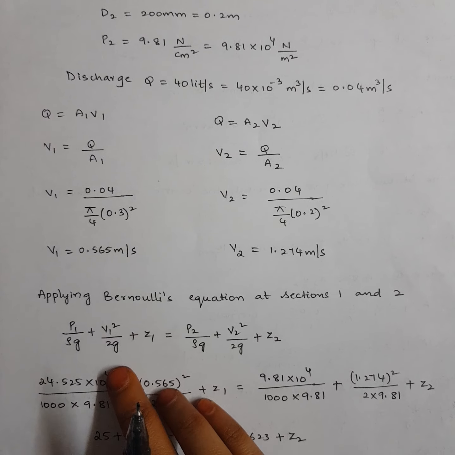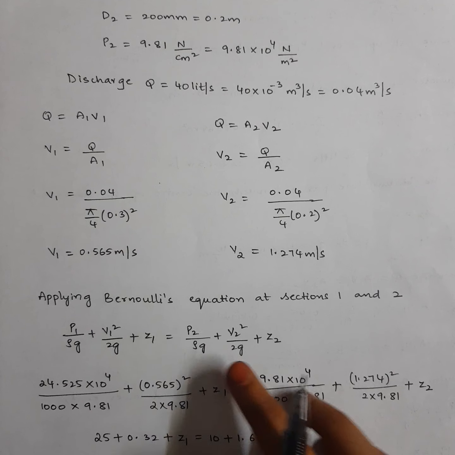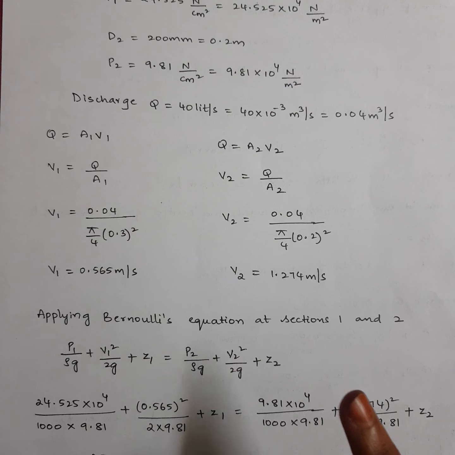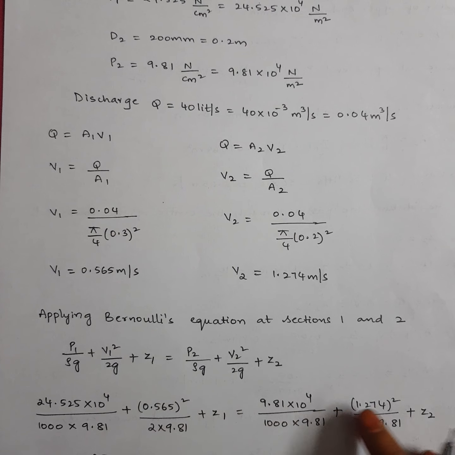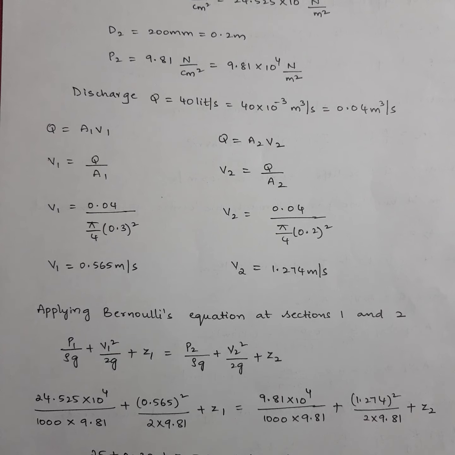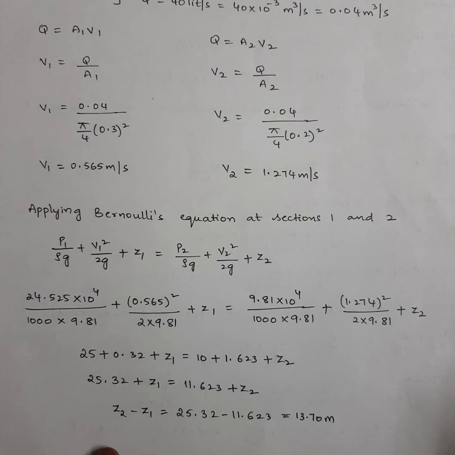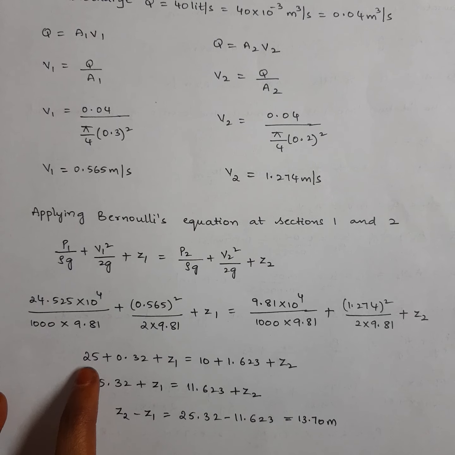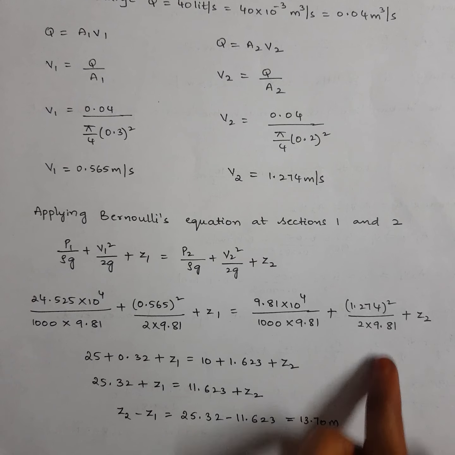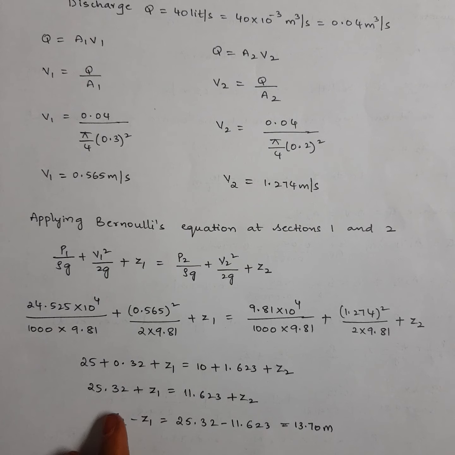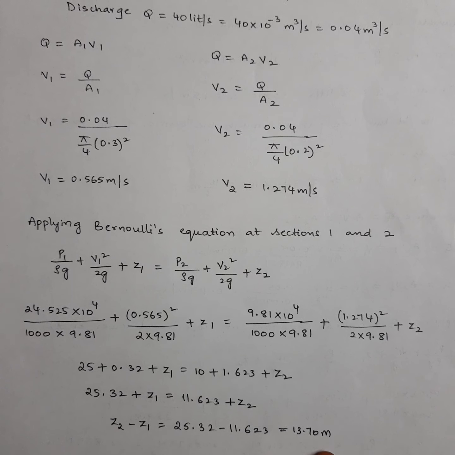P1 by rho g plus V1 square by 2g plus Z1 equal to P2 by rho g plus V2 square by 2g plus Z2. Only values missing are Z1 and Z2. Okay, just substitute all the values here. Then simplify, you will get Z2 minus Z1. Okay, this is how you will get. So this term is this much, this is this much. Just take a calculation and just solve simply. So you'll be getting Z2 minus Z1 as 13.70.